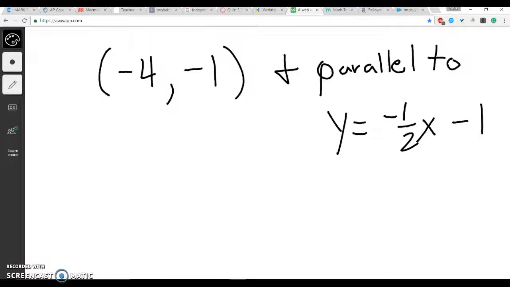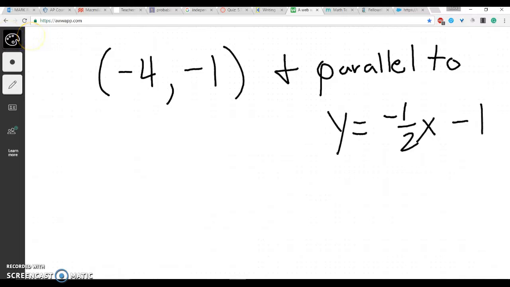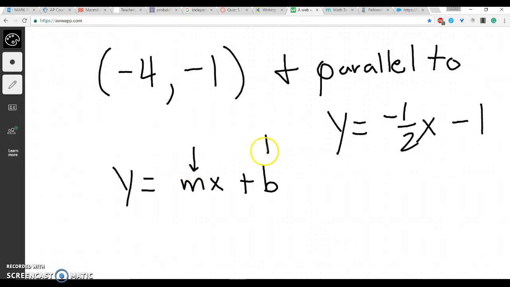Okay, so the nice part about today is this new stuff isn't really that new. We've done a lot of this before, so here's how you do it. So again, if I want to write a line equation, I'm going to write y equals mx plus b, and I need to find my slope and my y-intercept. Those are the two pieces I'm missing.